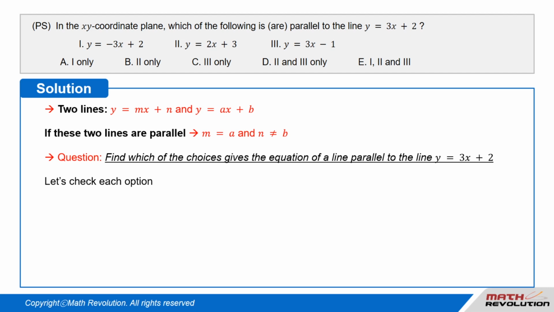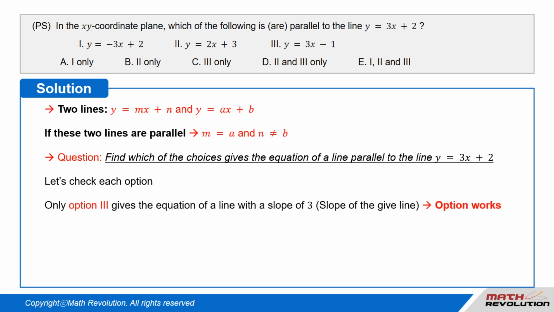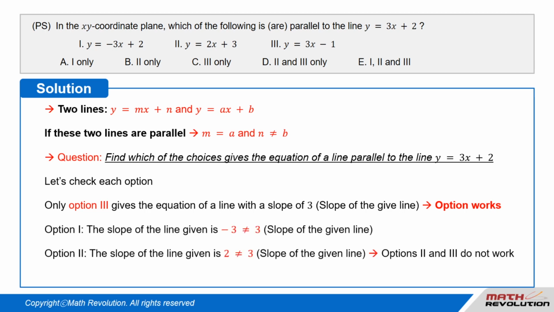Let's check each option. Only option 3 gives the equation of a line with a slope of 3, which is equal to the slope of the given line. So this option works. The slopes of the lines given by options 1 and 2 are negative 3 and 2 respectively. They are not equal to 3, which is the slope of the given line. So options 1 and 2 do not work.